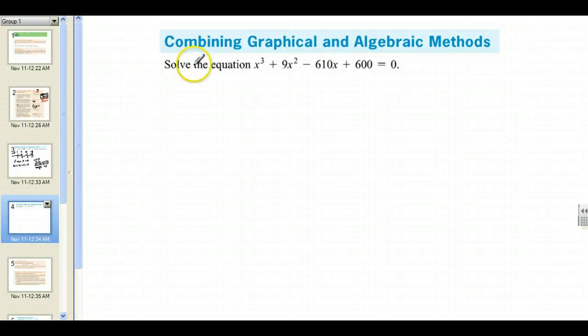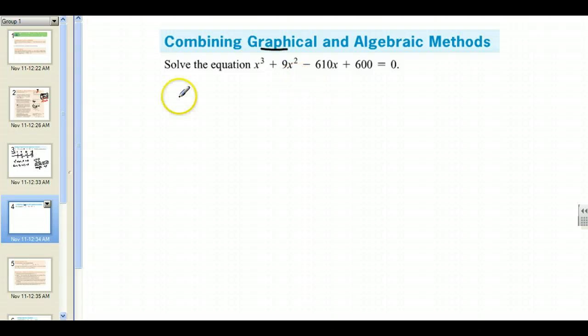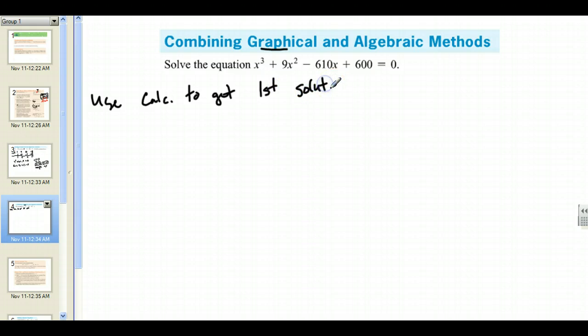Alright, graphical methods. This means basically we're going to use the calculator to get that first solution. This previous example gave us a solution. This one's not giving us one. Okay, so we're just going to use the calculator to get the first solution. Alright, if they don't give us one automatically, we just use the calculator.